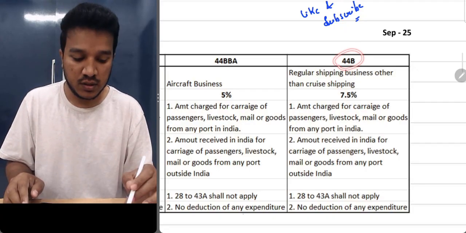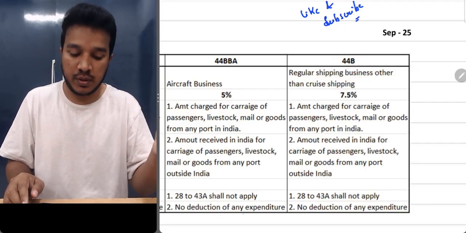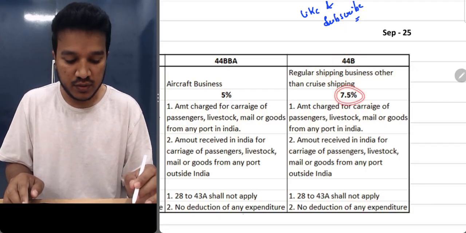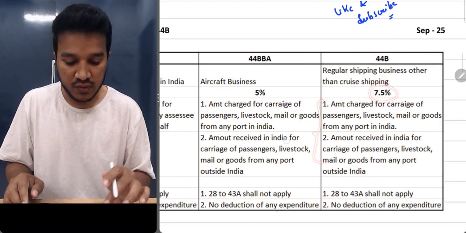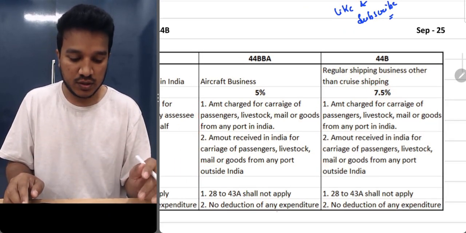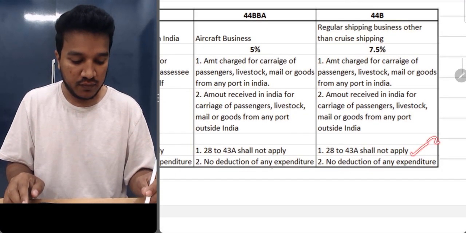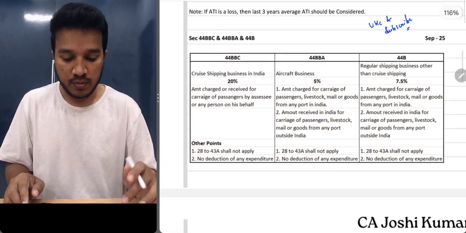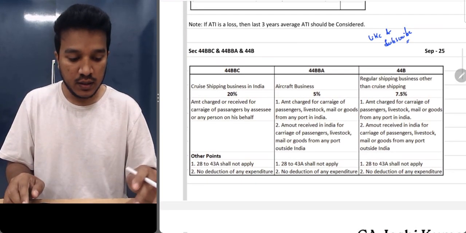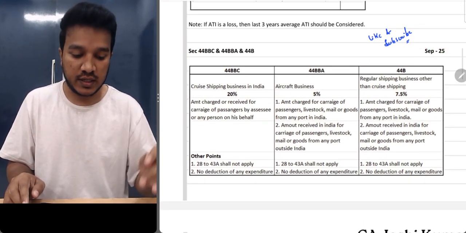44B talks about business, shipping business. B stands for business, shipping business. The rate is 7.5%, and this formula is same for aircraft and shipping business. Once give a reading and you will understand it. Same, nothing will apply from 28 to 43C and no deduction of any expenditure. Okay, 44B also done. In September 25, an MCQ was asked on this.